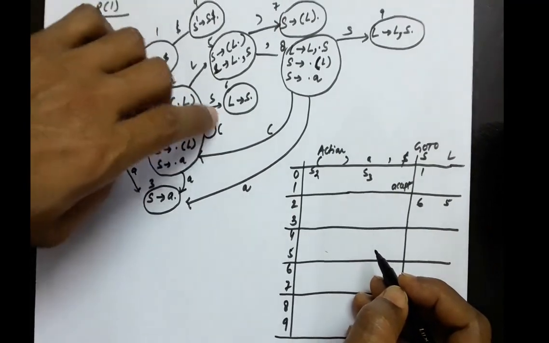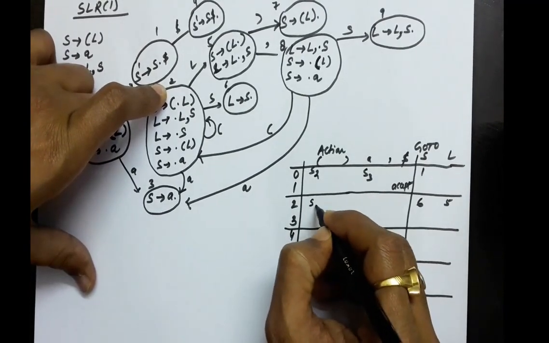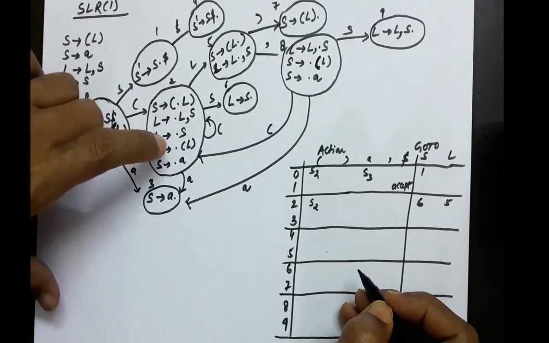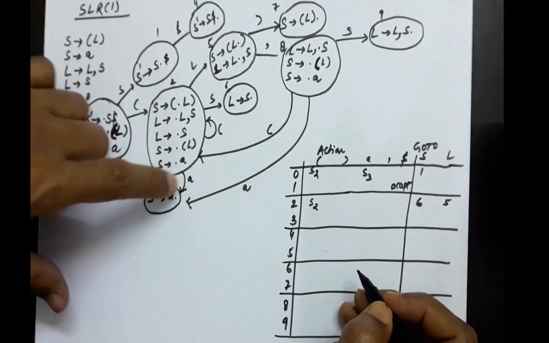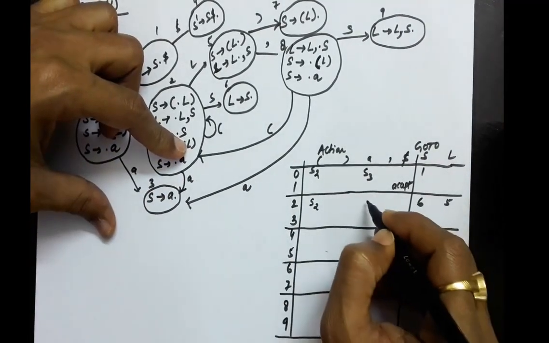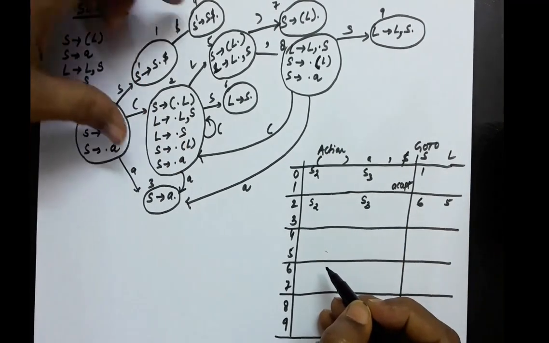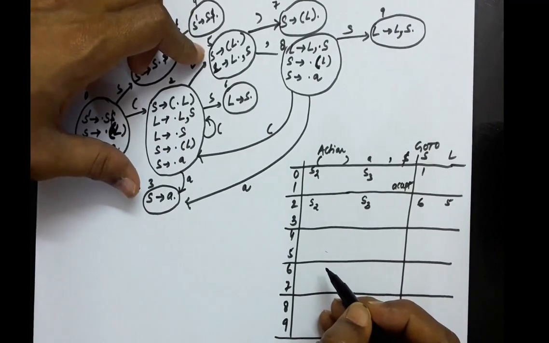On 2 with opening parenthesis, you are remaining with the 2 state only, so you are going to write S2. And then on 2 with a small a, you are going to 3 state, that is S3. So on 4, no transition. From 5, there are the transitions.